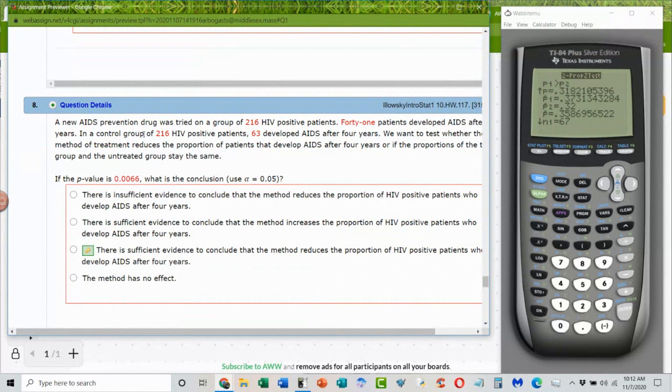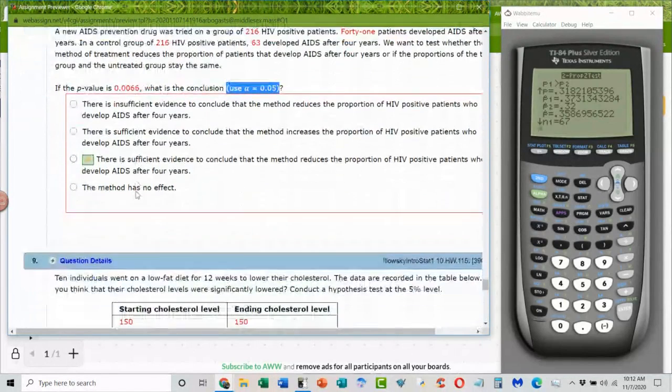Number 8 here, they give you all this stuff and we don't care about any of it because they tell us what the p-value is and the alpha. All we care about is what is the conclusion. Are we going to reject or not reject? So you compare this to alpha. If it's less than, you reject. If it's greater than, you don't reject, and you are done.